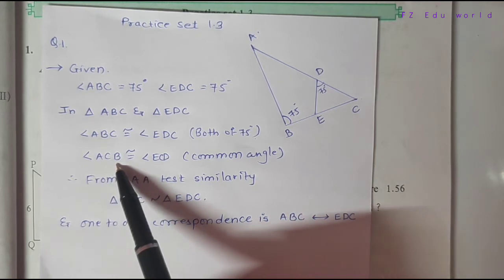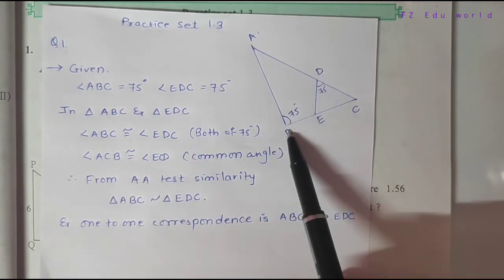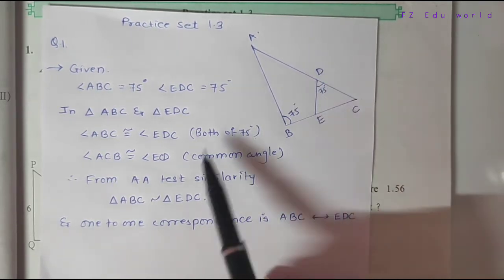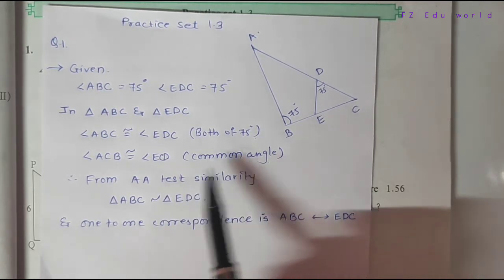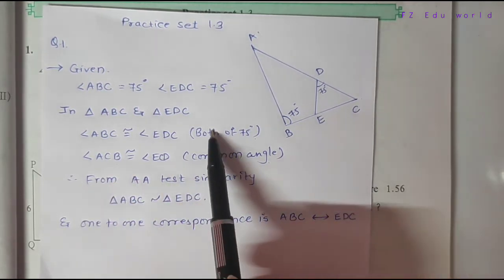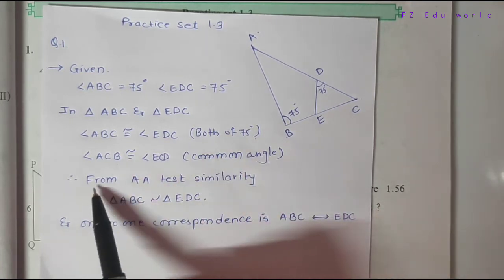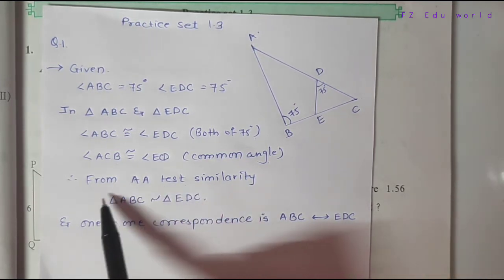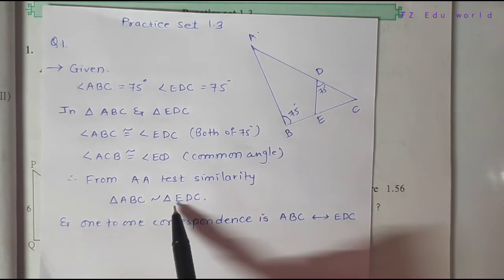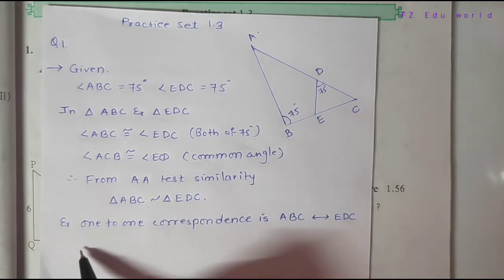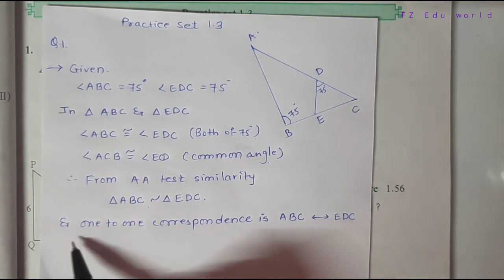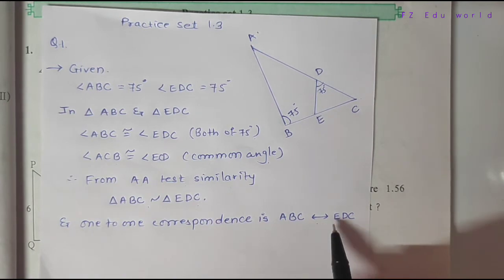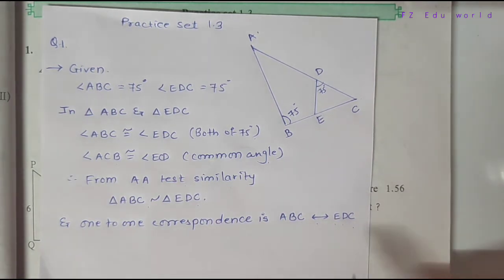Now angle ACB is congruent to angle ECD. It's a common angle. Since two angles are congruent here, from AA test of similarity, these two triangles are similar. Triangle ABC is similar to triangle EDC. Now you have to write one-to-one correspondence. So the one-to-one correspondence is ABC to EDC.